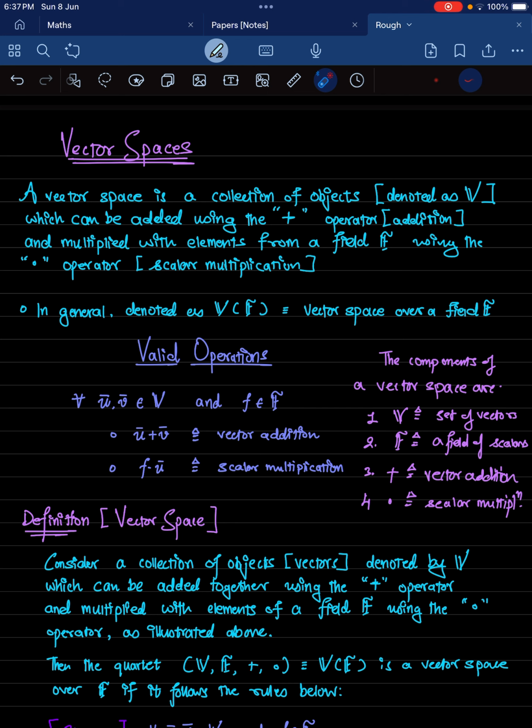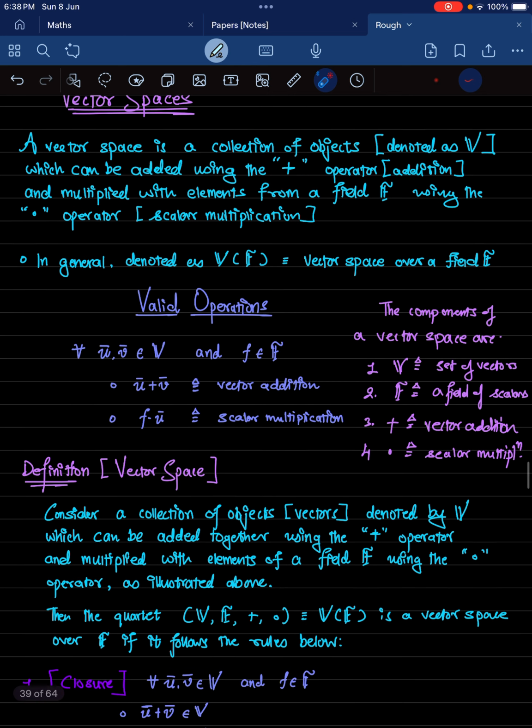Now, a field was a triplet, so it was associated with a set of objects f, a plus, and a dot, the addition and multiplication. But in case of vector spaces, it will be associated with a set of vectors v, a set of scalars, which happens to be a field, that is f, the vector addition, and the scalar multiplication, that is a scalar from the field f multiplied with an object that is a vector from the vector space V. So that's what a vector space is.